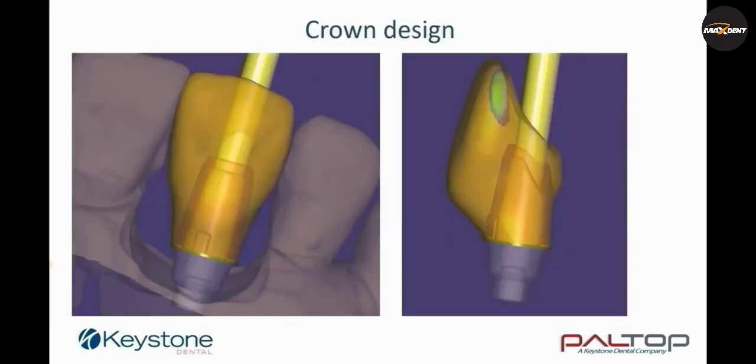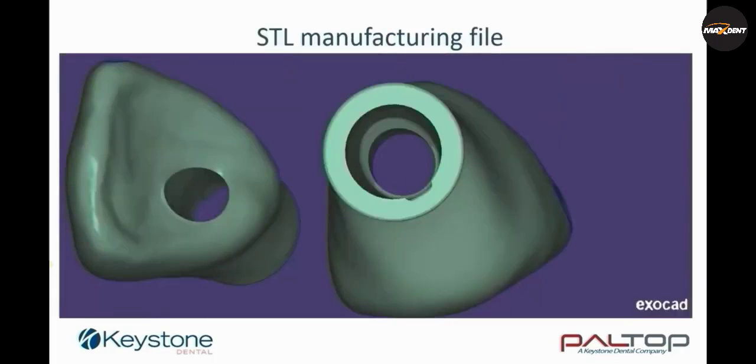The palatal aspect of the crown design can follow the correct anatomy due to the improved geometry of the tie base on the palatal aspect. Once the crown design is complete, the STL manufacturing file may be generated.